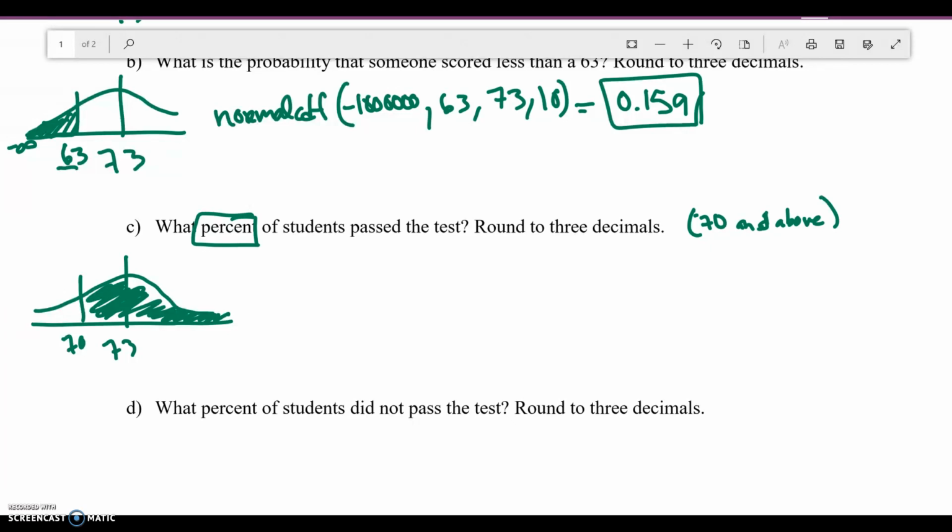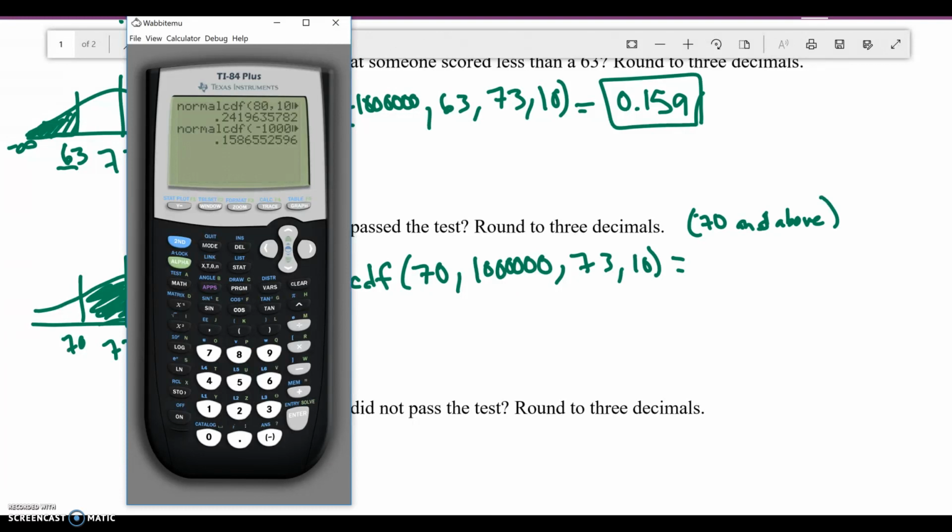So what would this be? We're going to go ahead and use Normalcdf again. My lower bound is going to be 70. My upper bound is going to be all the way to infinity, which is just going to be a really, really big number. My mean is still 73, and my standard deviation is 10.